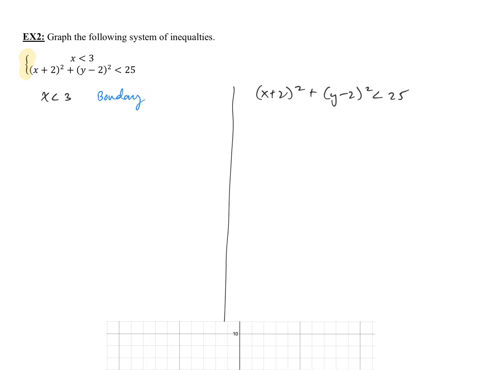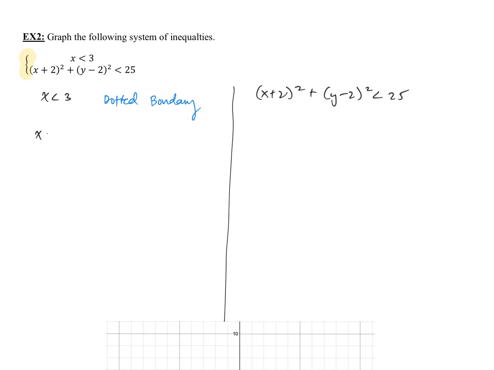What kind of boundary do we have? Well, we have a dotted boundary. There's no line underneath. Alrighty, and then next we need to determine what kind this is. This is x less than 3.